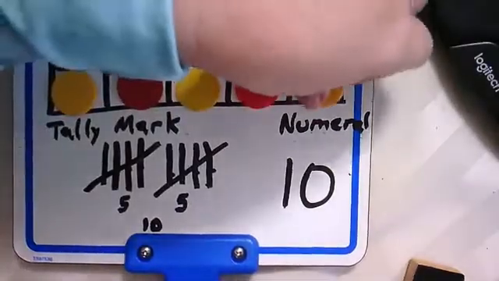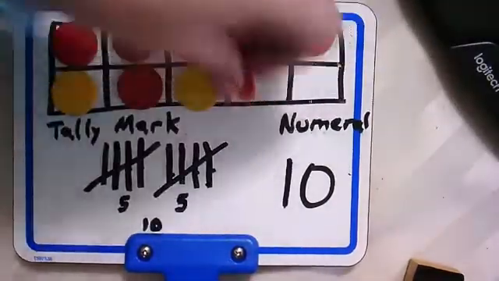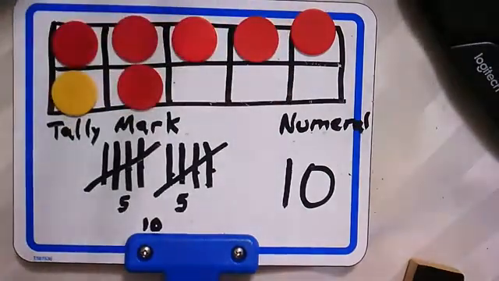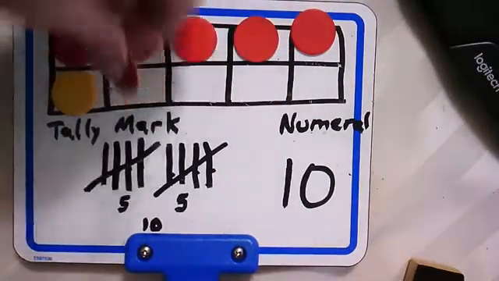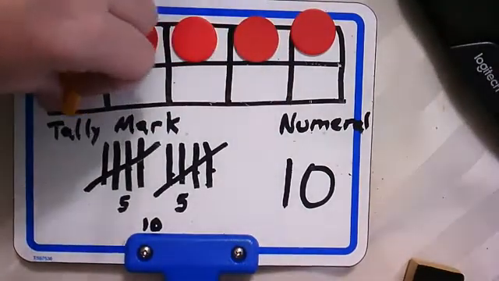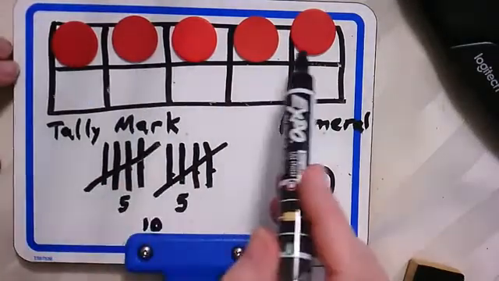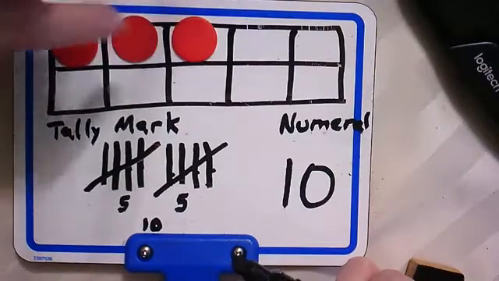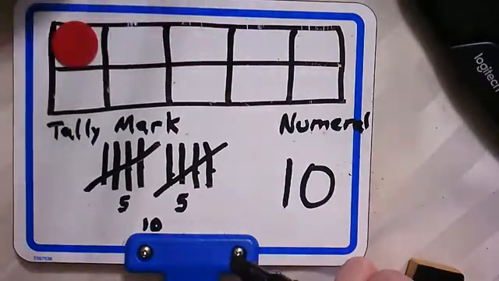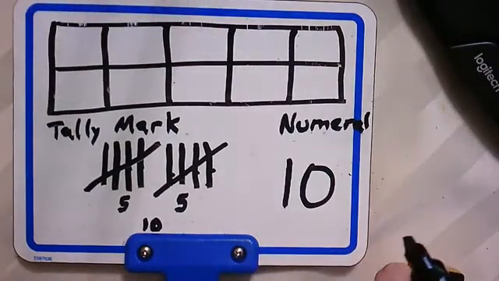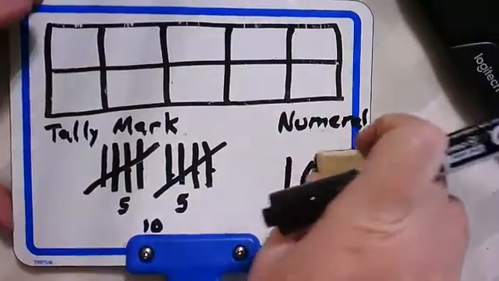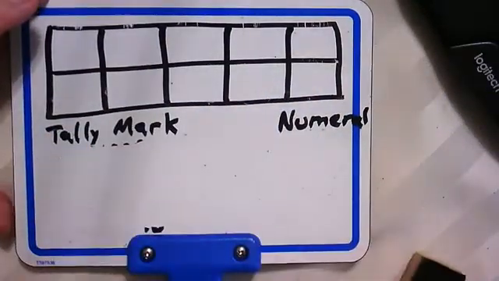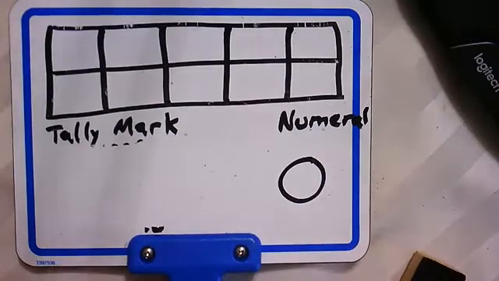I'm going to count backwards. 9, 8, 7, 6, 5. Half of the tens frame is 5. 4, 3, 2, 1, 0. There are none on the tens frame. 0, 0. Great job.